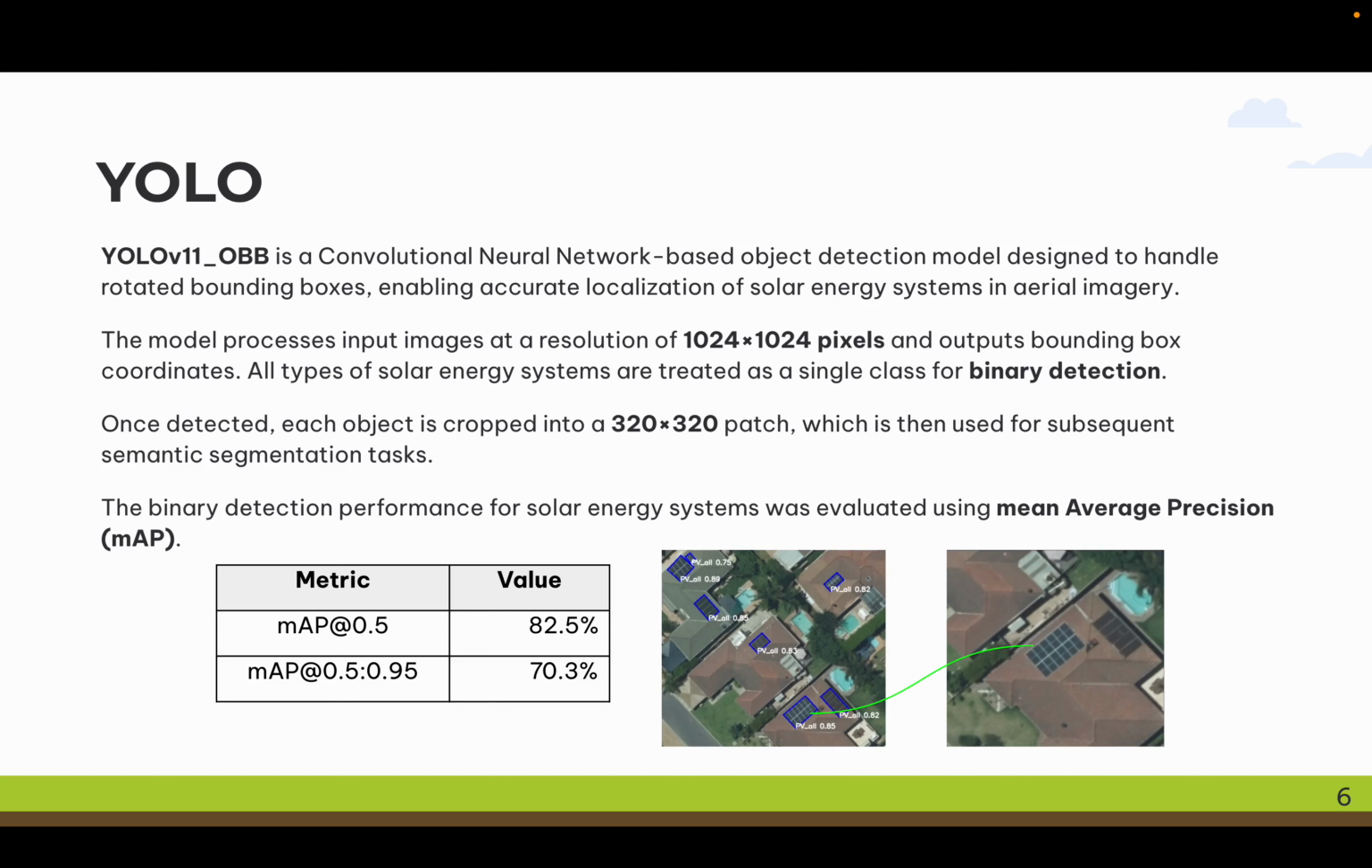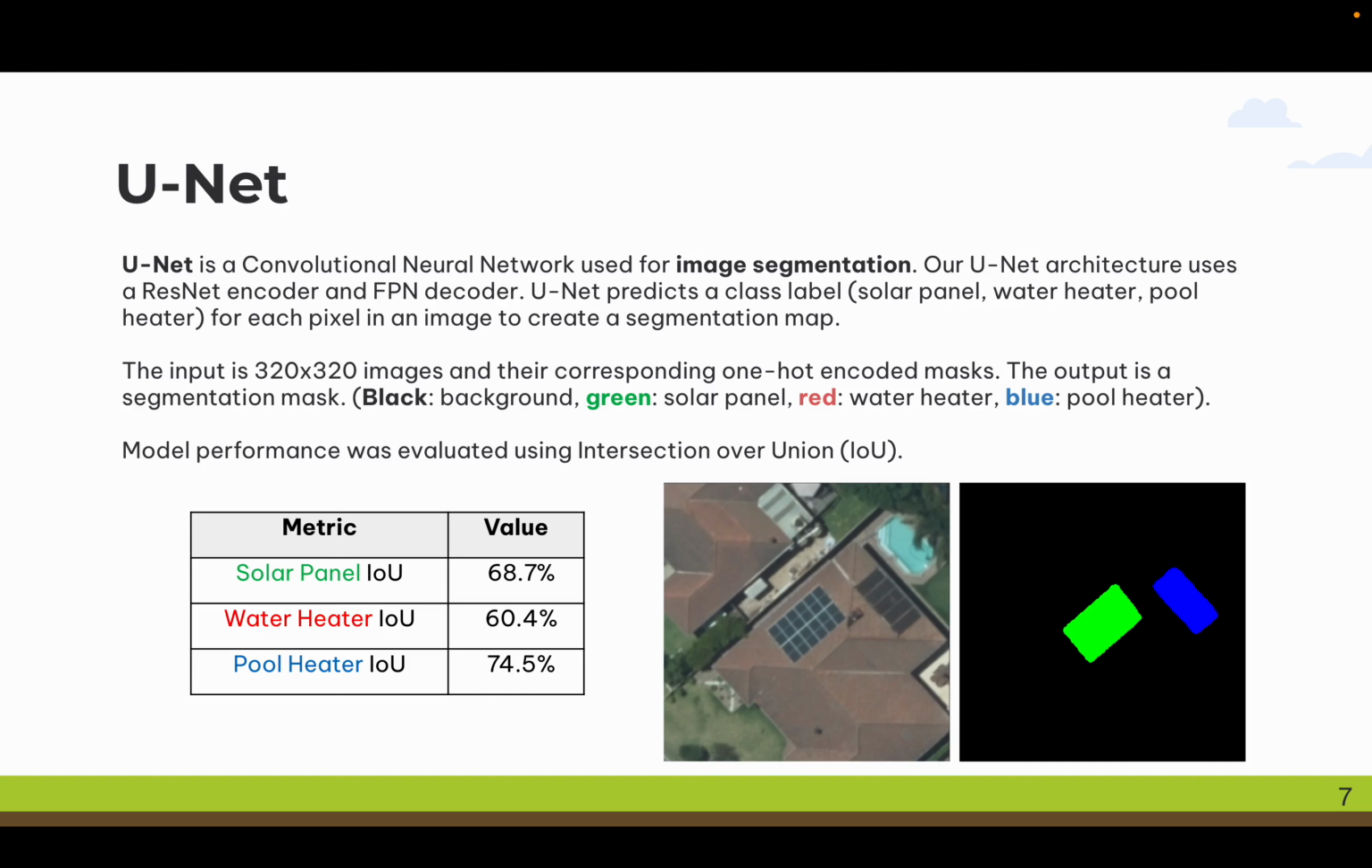For object detection, we used YOLO, which is designed to identify oriented bounding boxes. As shown here, solar panels are installed in various orientations. It takes 1024 by 1024 images as input and crops any detected solar object into 320 by 320 patches for semantic segmentation using UNet. To evaluate performance, we use mean average precision, which is a standardized metric in object detection tasks. For classifying objects detected by YOLO, we use UNet to identify their classes and generate pixel-wise segmentation masks. The performance of this segmentation task is measured using intersection over union.